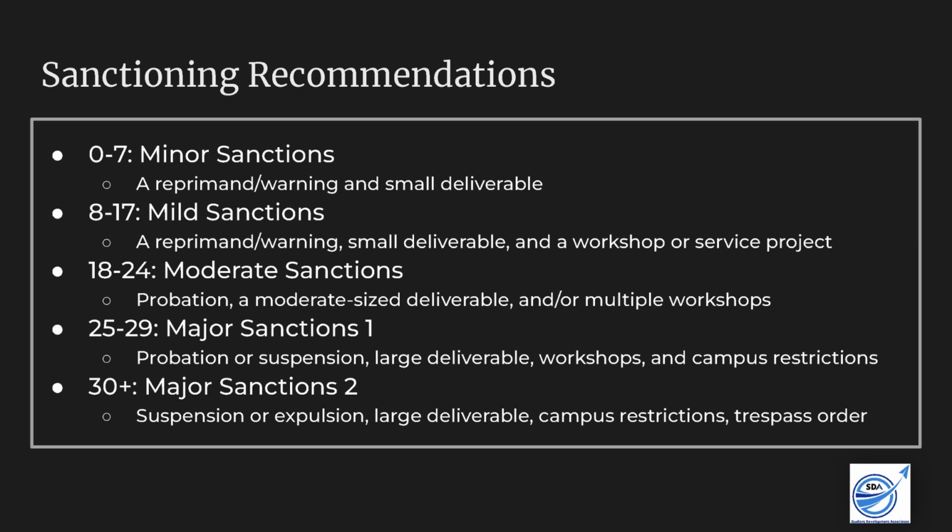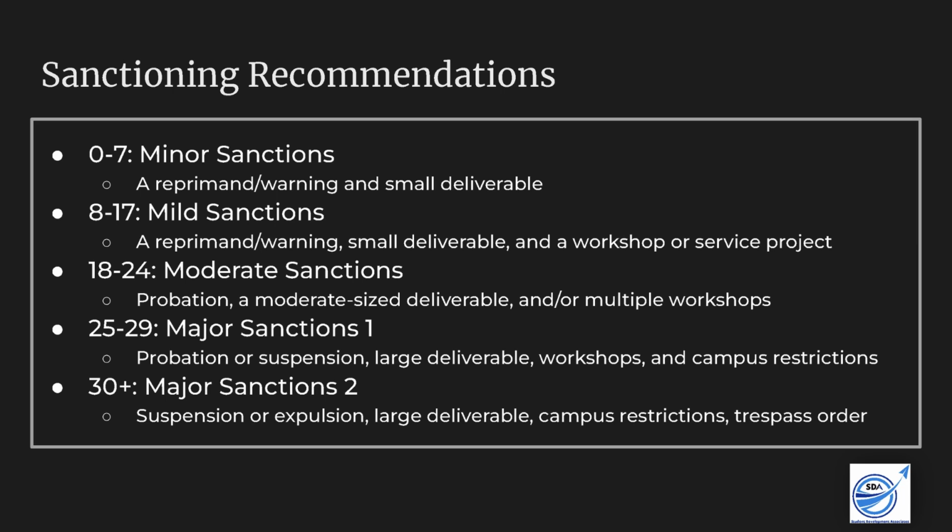So with that in mind, what are the different sanctioning levels? We broke it down into 5 tiers. For scores of 0 through 7, we suggest minor sanctions, a reprimand, a warning, and a small deliverable, a 1-page reflection paper, a poster showing why the policy exists and how to avoid breaking it, something like that, just to show that the student has learned from the behavior and will take steps to not engage in it in the future. With a score of 8 to 17, we recommend mild sanctions.